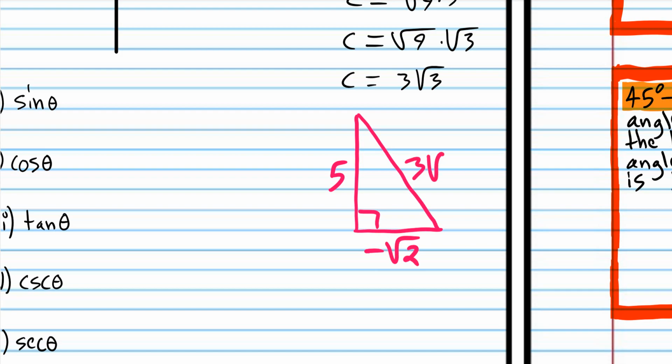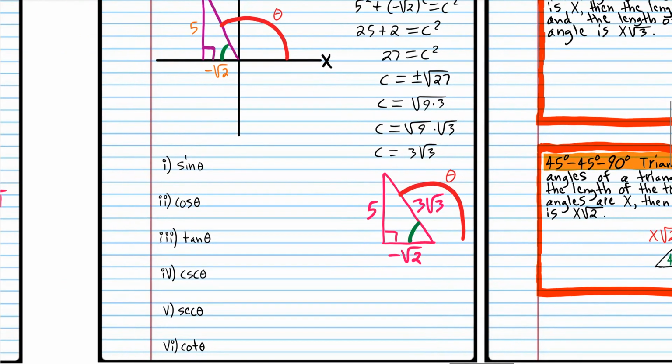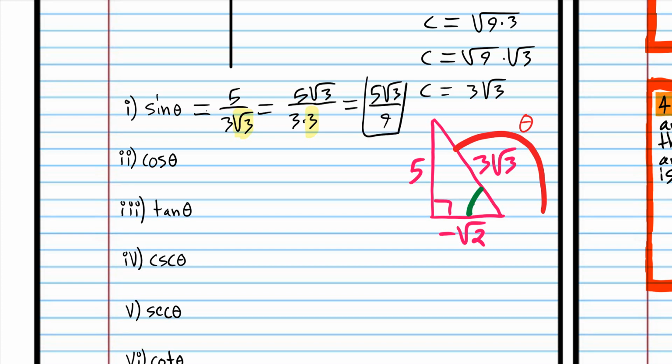And we found that the hypotenuse is 3 root 3. The angle in question is this angle here, theta. And of course the reference angle is very important. So now we are ready to find our values. Sine theta is the opposite side of the green reference angle divided by the hypotenuse. We're going to multiply both sides of the fraction by root 3. And what that does is it changes that root 3 to a 3. And then when we multiply the denominator, we get 9.